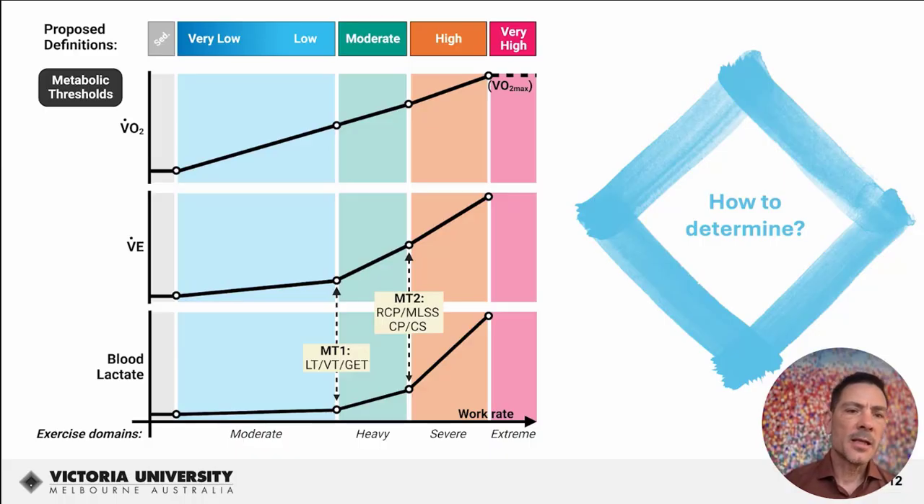max. So you can see here we have our 5 intensities, and so below the first metabolic threshold is where we had low intensity. Between the first metabolic threshold and the second metabolic threshold is where we had moderate intensity. Between the second metabolic threshold and VO2 max is where we had high intensity, and then anything above VO2 max intensity we described as very high intensity.